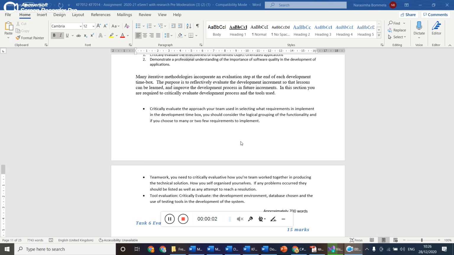Good morning, team. As a part of this activity, we work on two tasks, task 5 and task 6. Task 5 and task 6 are related to the critical evaluation, individual critical evaluation on the application that we have developed.